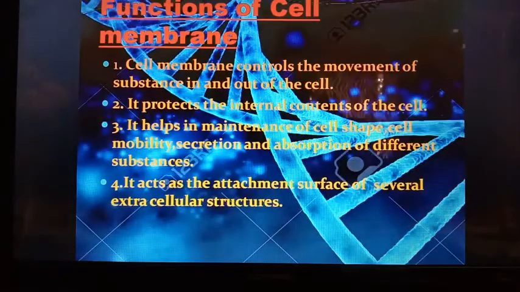Now, what are the functions of cell membrane? Cell membrane controls the movement of substances in and out of the cell. It protects the internal contents of the cell. It helps in maintenance of cell shape, cell mobility, secretion, and absorption of different substances. It acts as the attachment surface of several extracellular structures like cell wall, etc.